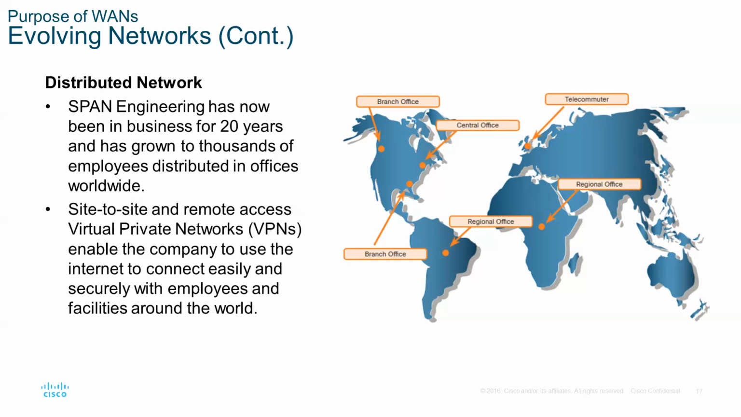Next is where we go around the world. So this is a distributed network, and we now have offices all around the world, and we use site-to-site remote access using VPNs that allow us to quickly and easily set up connections between the sites, and also allow us to have remote connections for employees coming into the enterprise using secure networks, protecting our information in transit.